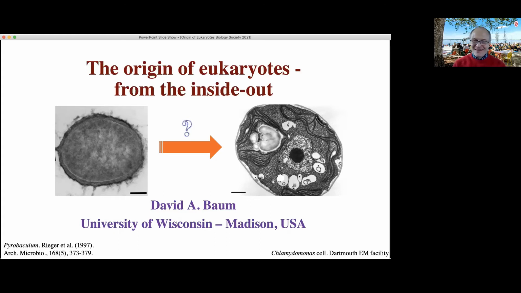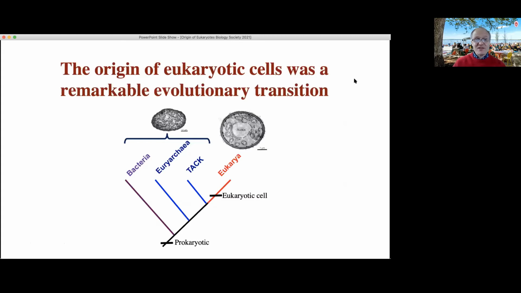What I want to talk about is the origin of eukaryotes, and I'm going to present to you an alternative, a new way of thinking about this that I developed and published maybe 6 years or so ago. The origin of eukaryotes is arguably one of the most important transitions in the origin and evolution of life. So how has this transition happened?